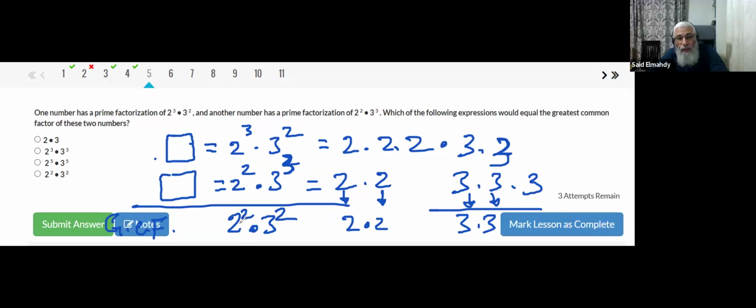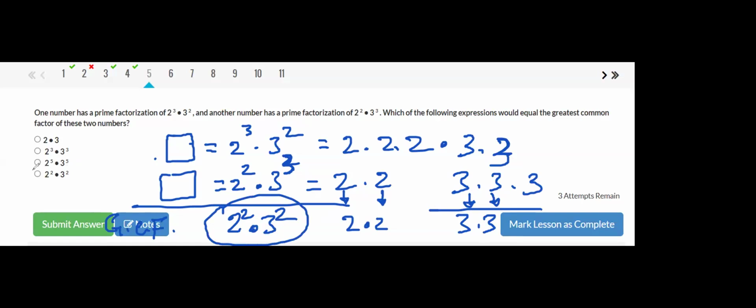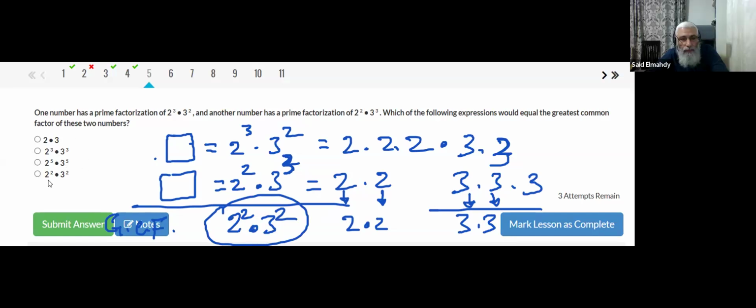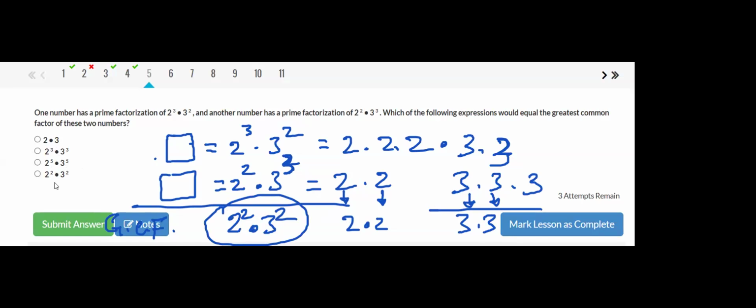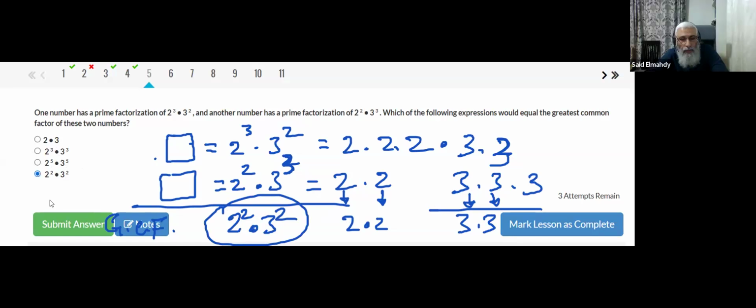Now, where is this answer among the choices? 2 to the power 2 multiplied by 3 to the power 2. Oh, the last one. 2 to the power 2 and 3 to the power 2. This is the greatest common factor.